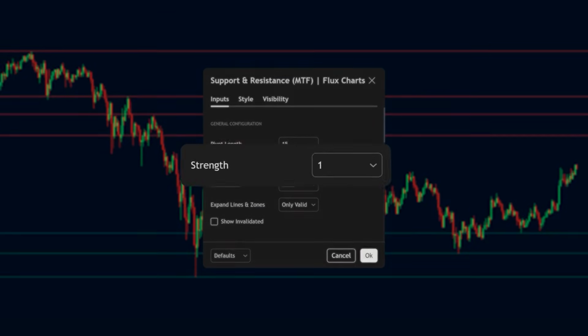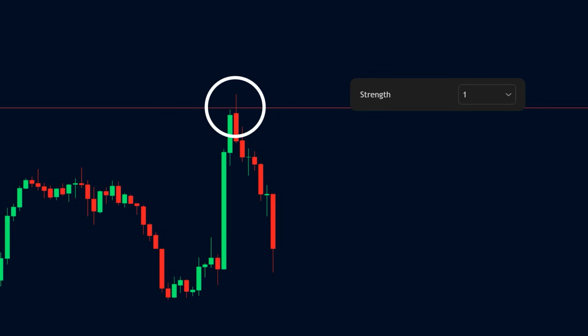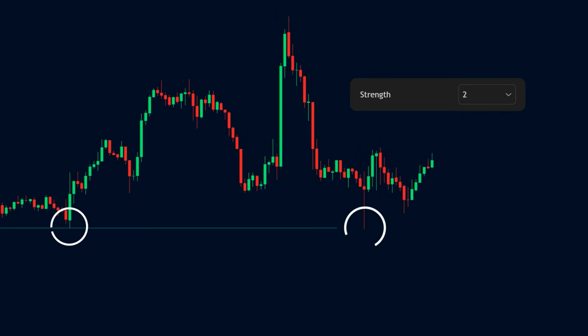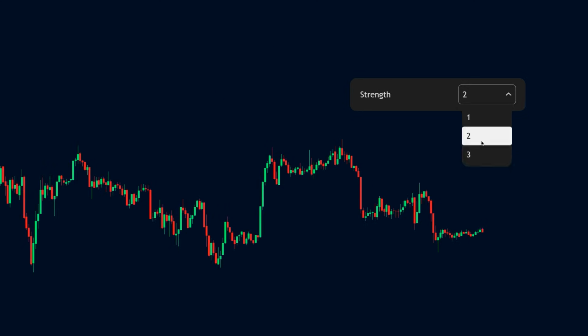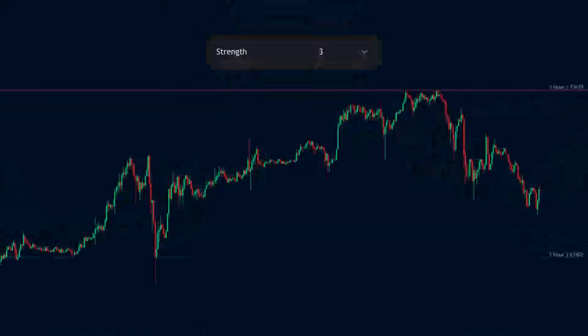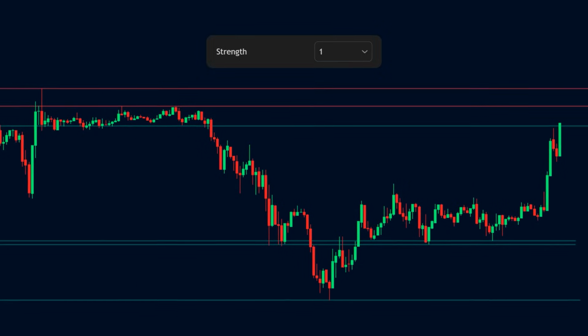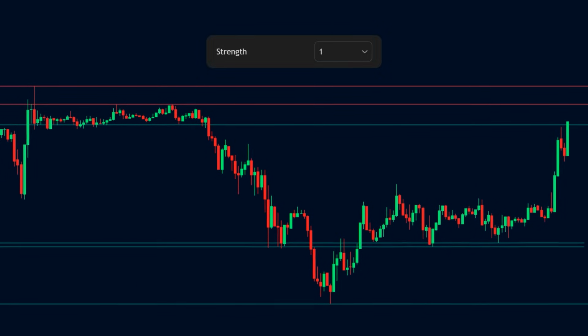The second setting is strength. This controls how many times a level must be respected before it appears on your chart. Every level starts at a confirmed swing point. That's strength 1. If strength is set to 2, price must return after the swing forms and bounce off the level once. If strength is set to 3, price must bounce off the level twice after the swing forms. Higher strength means fewer levels, but each one has already proven itself. Lower strength shows more levels, including newer ones that haven't been tested yet.